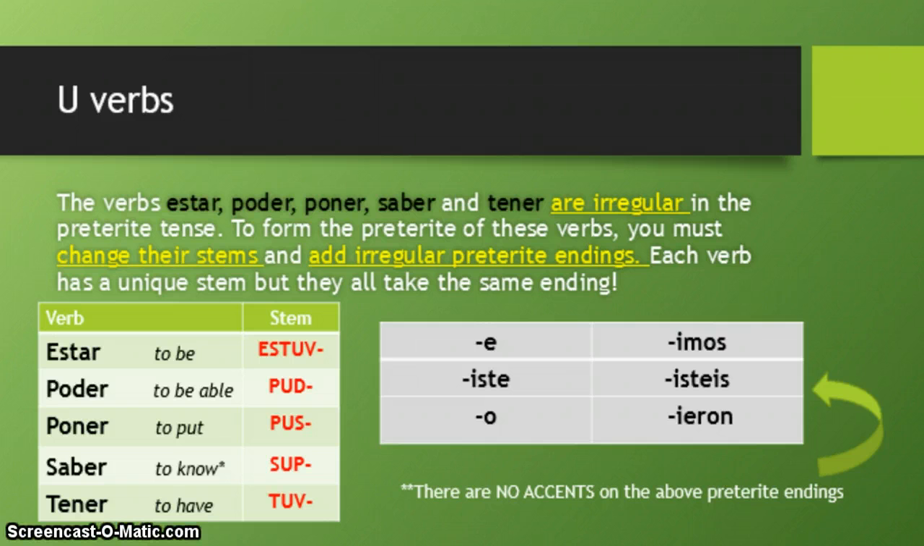What's great is since I have to worry about all the stem changes and a whole new set of endings here, I don't need to worry about accents. You have no accents on any of these 5 verbs. Que bueno.